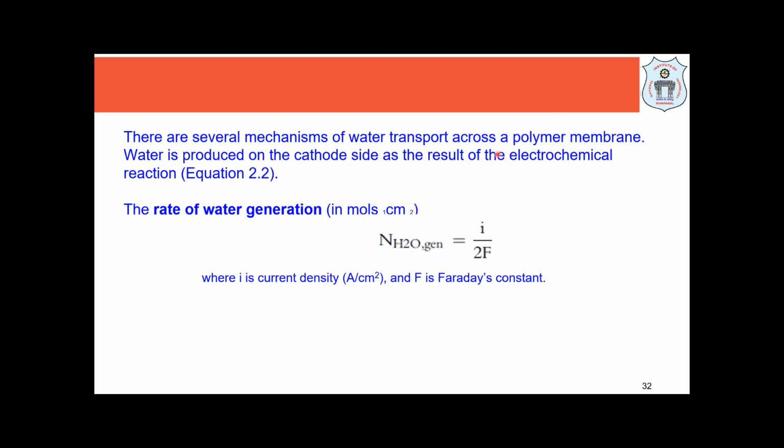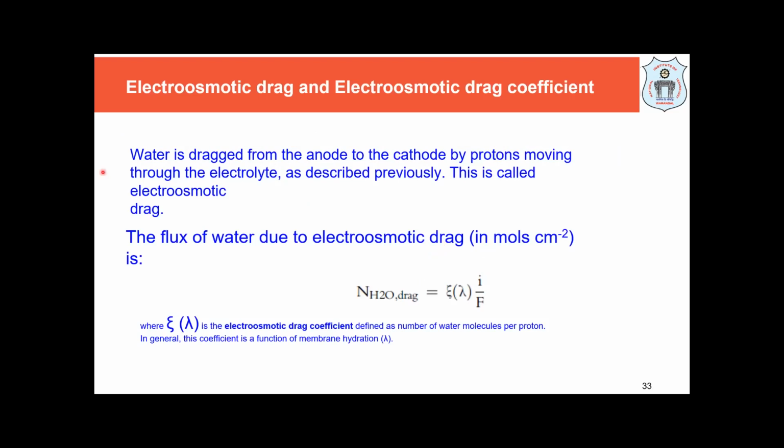There are several mechanisms of water transport across a polymer membrane. Water is produced at the cathode side as a result of the electrochemical reaction. The rate of water generation is given by N of H2O equal to I by 2F, where I is the current density and F is the Faraday constant. And then there is the electroosmotic drag and the electroosmotic drag coefficient. What is this?